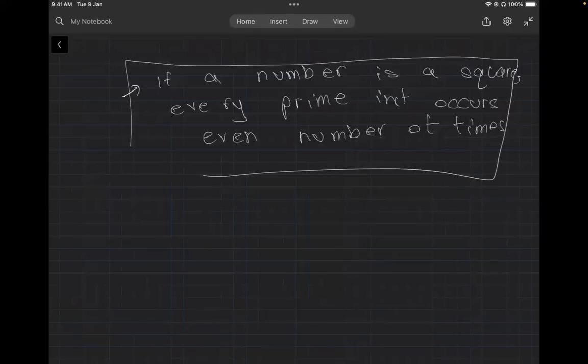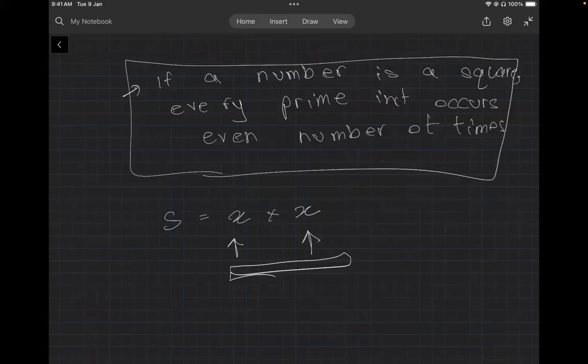Why does this statement hold? I'll prove it in a very simple way. A square s can be written as x into x, and if there are some primes in this, there are the same number of primes in the other, so the count of the primes becomes double. So if there were a number of 2's in x, there will be 2a number of 2's in s. Hence, each prime occurs an even number of times. And this is how squares can be defined. If each prime occurs an even number of times, you can say that the number is a square number. Does this make sense?